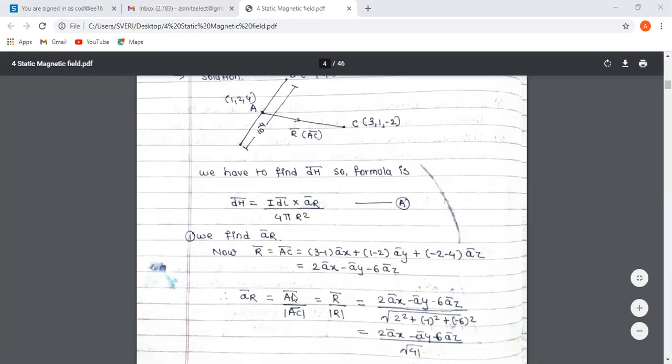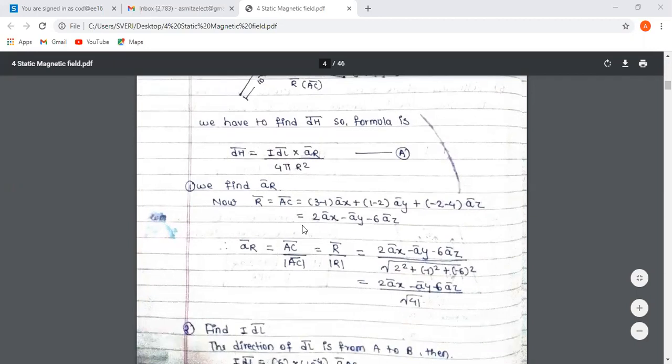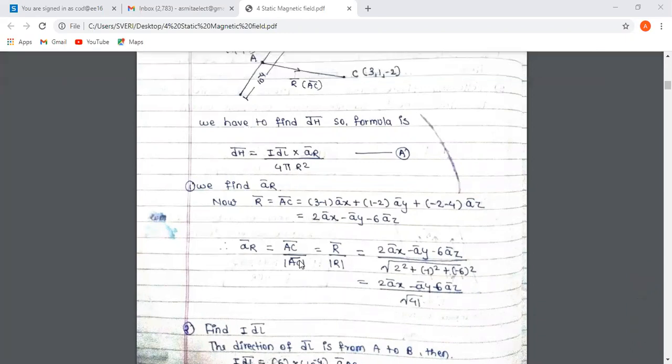So you get the vector r bar. From that find its magnitude, mod of r bar, which is nothing but the magnitude of vector ac bar. This mod of r bar will be the square root of 2 square plus -1 square plus -6 square, so it is square root of 41. Any unit vector can be defined as that vector divided by its magnitude. So remember these basic terms.